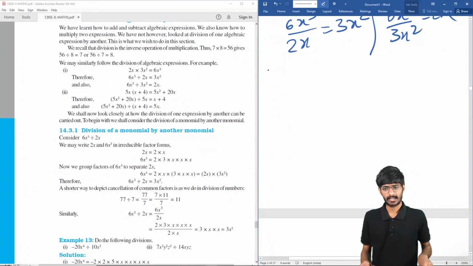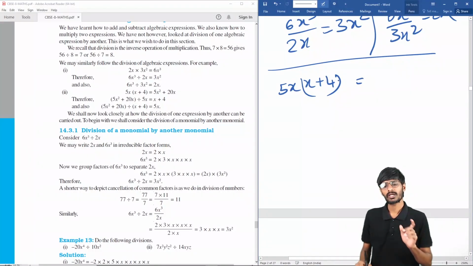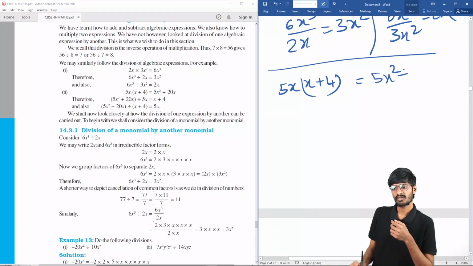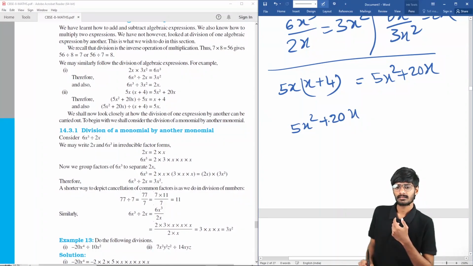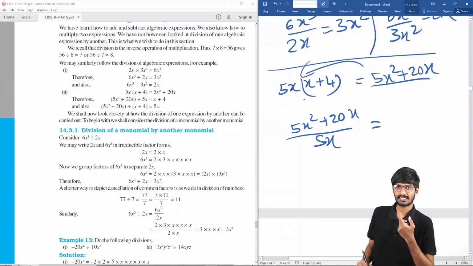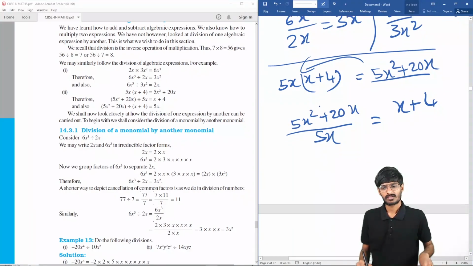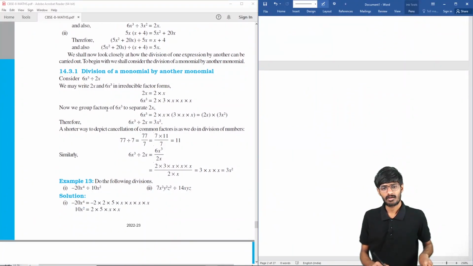And here is another example, that is 5x into x plus 4. How can we write it? It may be written as 5x square plus 20x. So if you want to divide 5x square plus 20x by 5x, what is the answer? As the expression is written in terms of factors like this, the answer is x plus 4, and the opposite is also possible. So that is the concept.